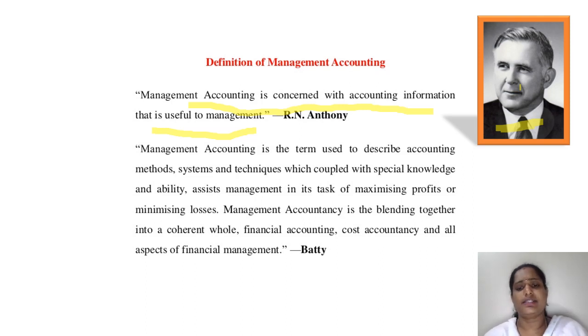And J. Batty, that is Joseph Batty, what he says: management accounting is the term used to describe accounting methods, systems, techniques, which coupled with special knowledge and ability assist management in its task of maximizing profits or minimizing losses. Management accountancy is the blending together in a coherent whole of financial accounting, cost accounting, and all the aspects of the financial management.